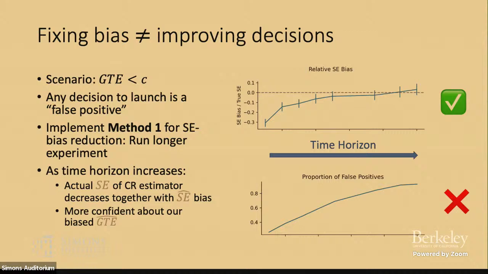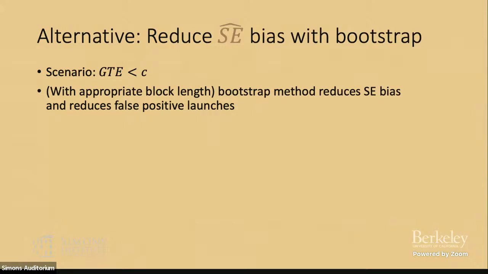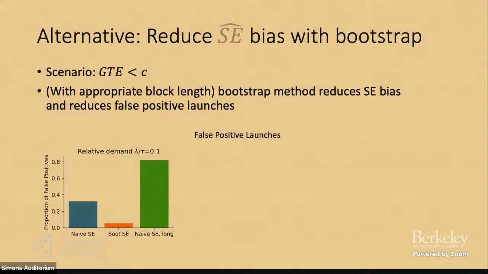Well, I promised earlier that we do have some method that would help improve decisions. And so we turn to the second method that we proposed, reducing the standard error bias using this block bootstrap technique. And here, considering the same scenario, we find that this bootstrap method actually reduces the standard error bias and also reduces the false positive launches.